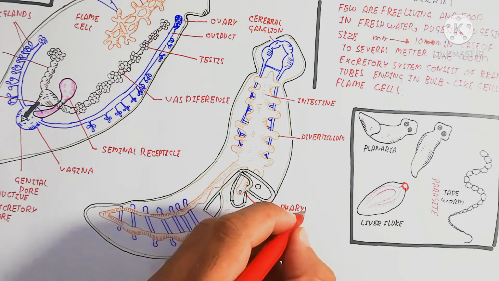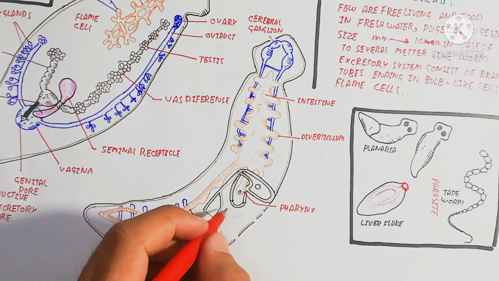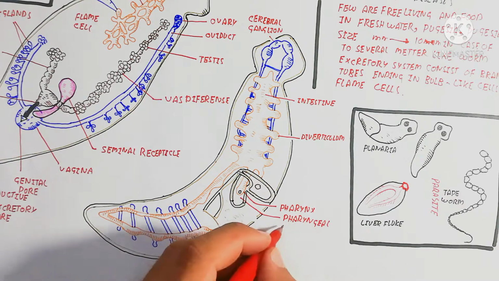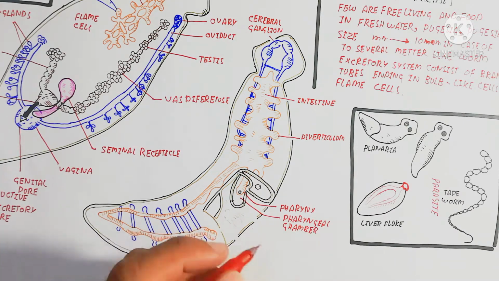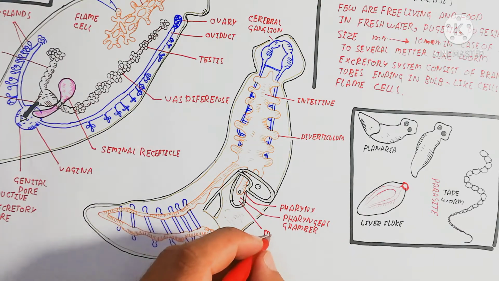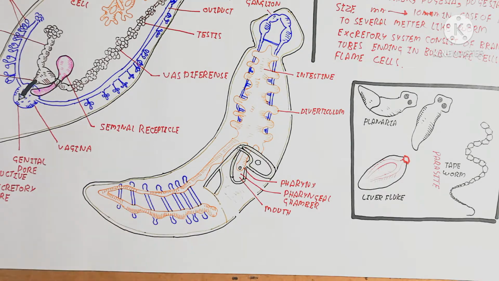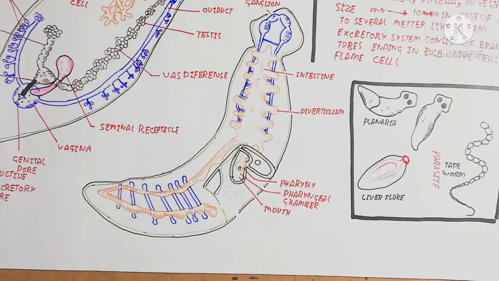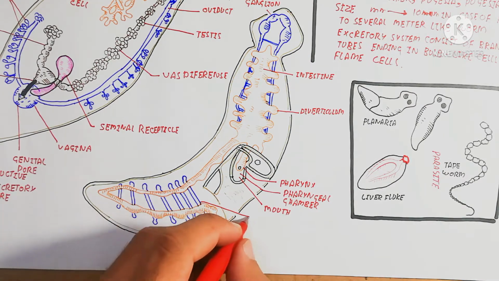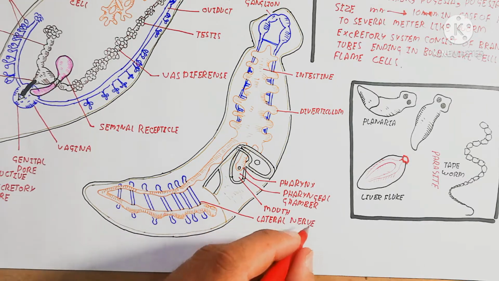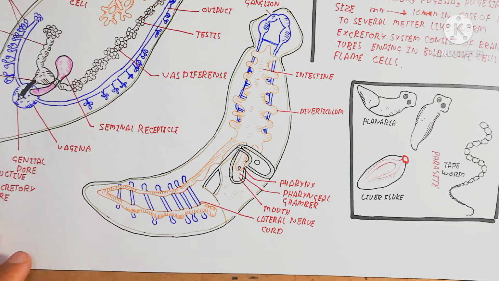And the intestine is here, which is a diverticulum, a vesicle-like structure. That is the organ. And here is the pharynx, and here is the pharyngeal chamber. So this is the pharyngeal chamber, and this is the mouth. And here is the lateral nerve cord.